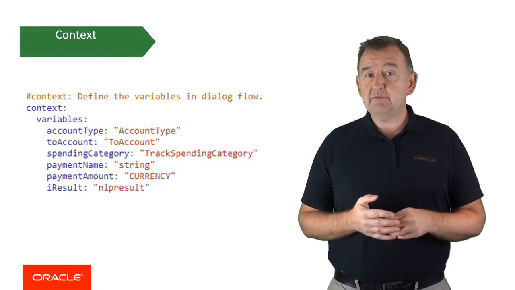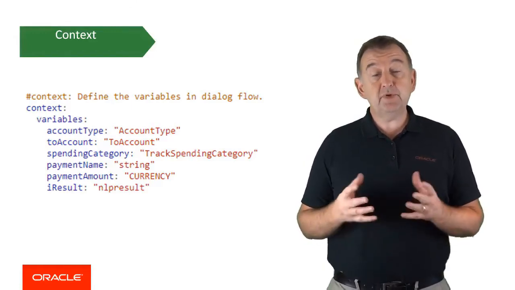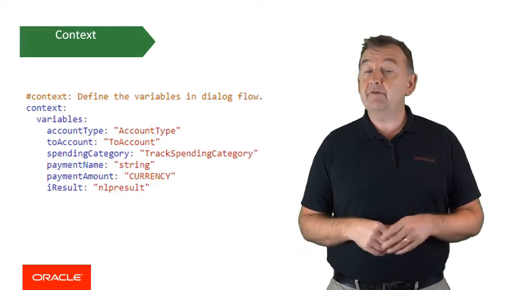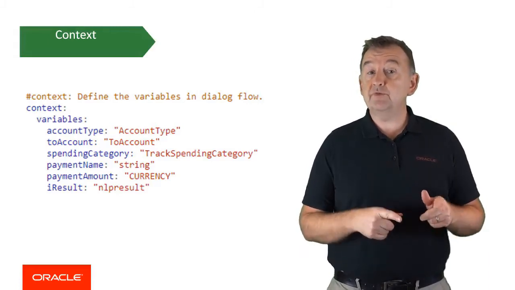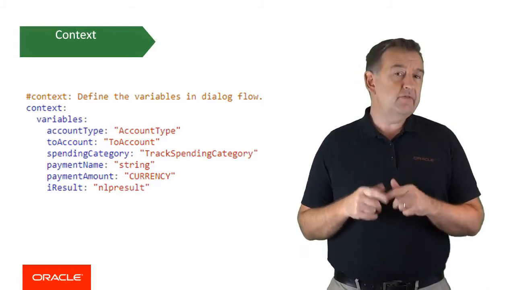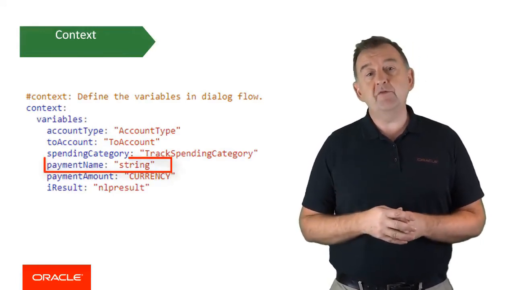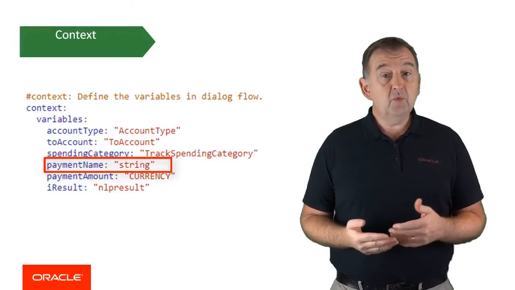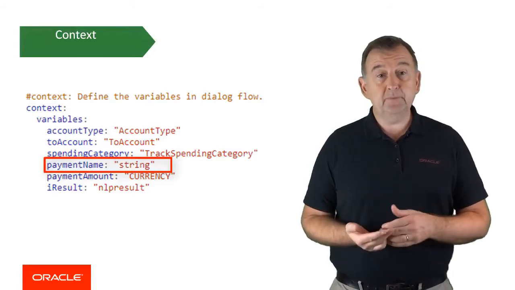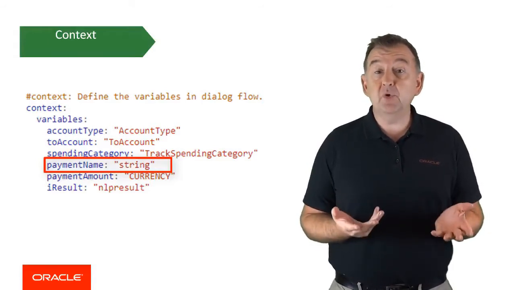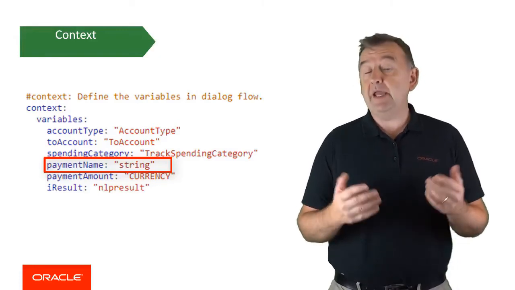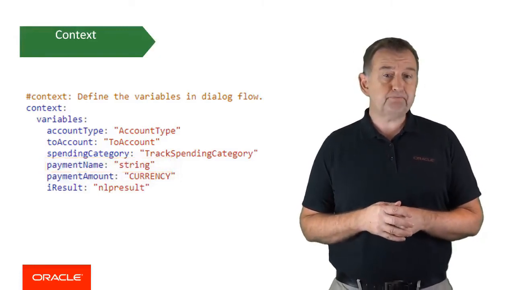Now, the syntax in BotML for defining variables is pretty straightforward. You simply have the variable name without quotes, followed by a colon, and then the variable type, which is in quotes. For example, here we have a variable called payment name, which will be a variable of type string. We might use this as a banking bot to note the details of a payment transaction, for example.